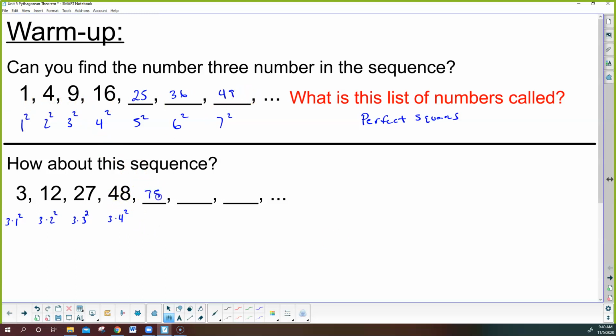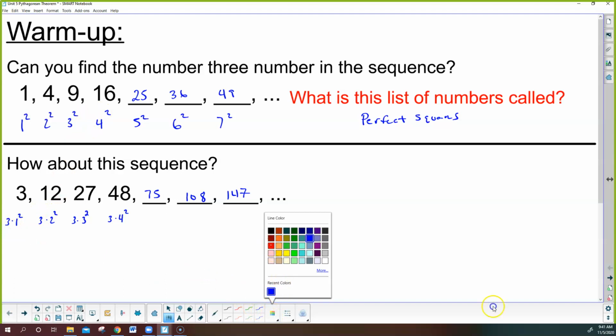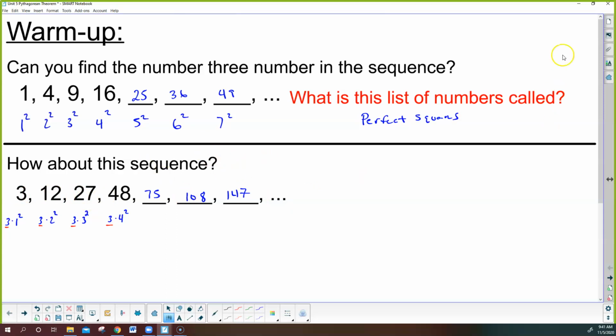So then I get 3 times 25 is 75. 3 times 36 is 108. And 3 times 49 is 147. So what I'd like to show you is that this pattern of perfect squares could just be multiplied by the same constant. It's times by 3, and it generates a whole new list of numbers that sometimes might be hard to recognize.